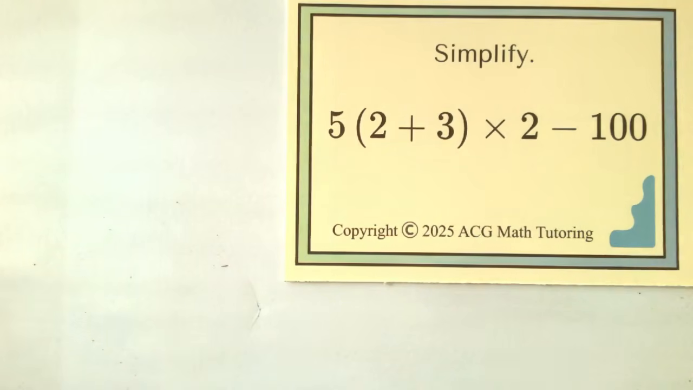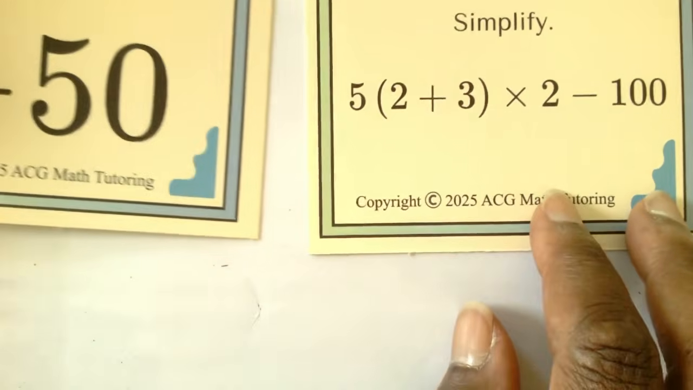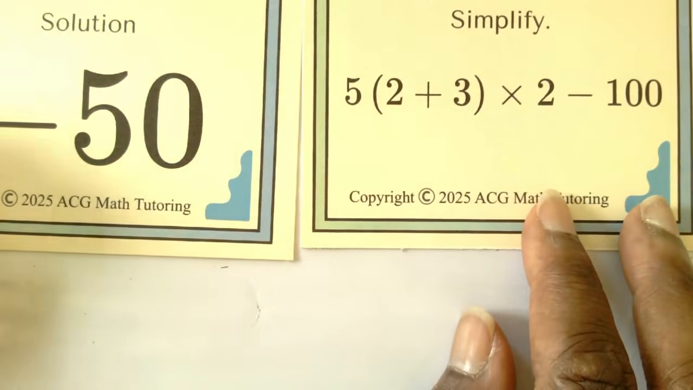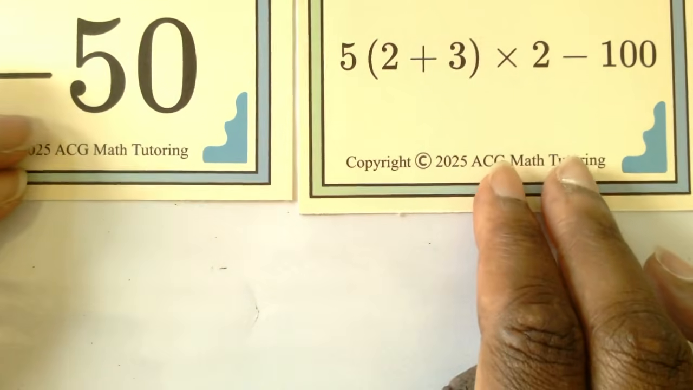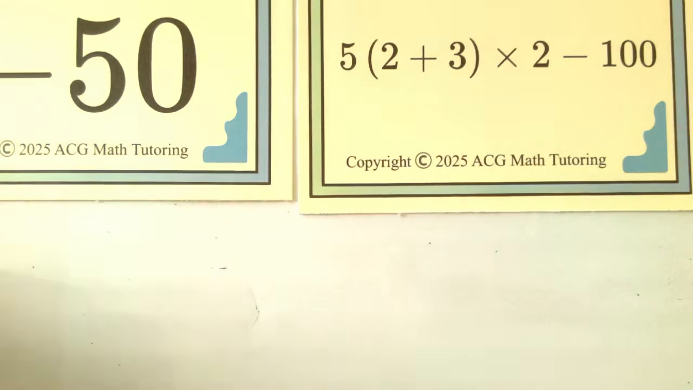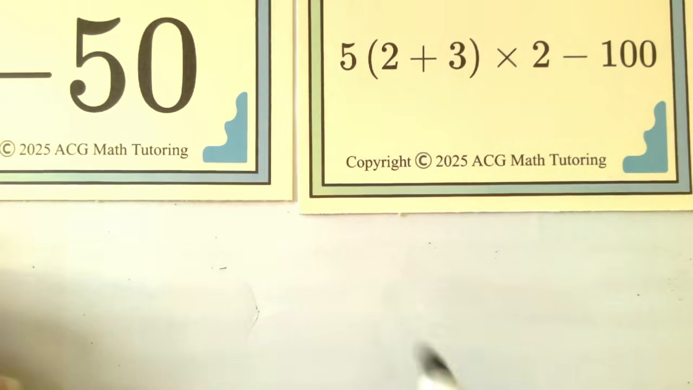Alright, so majority of us either got a 0 or we got a negative 50. So let's take a look. At least we got it down to a couple. And then we got a couple people with negative 70s. So the answer should be negative 50. So let's take a look. Inside the parenthesis, let me raise it up a little bit. So inside the parenthesis, we got 2 plus 3. So that gives me 5.